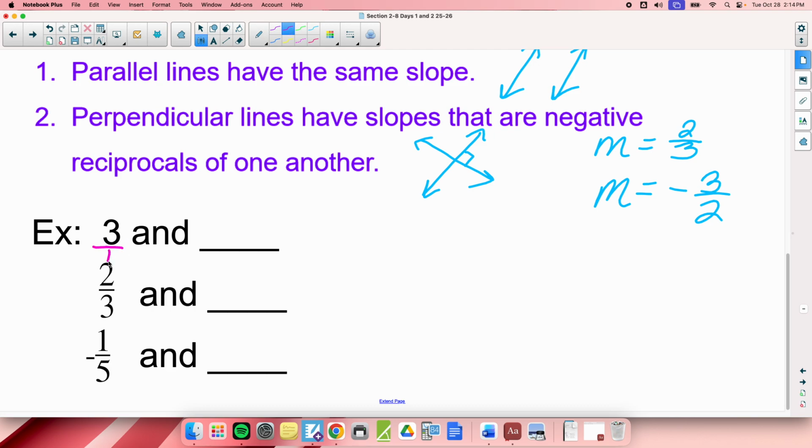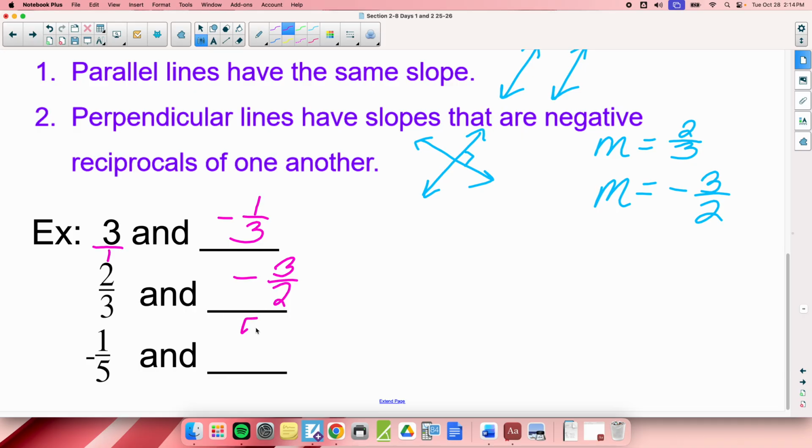-3 or -1 over 3. Yep. So that one's positive, this one's negative, but you have to flip it. Okay? This one's positive, so this is negative. What would it be? 3 over 2. Very good. What about -1 over 5?